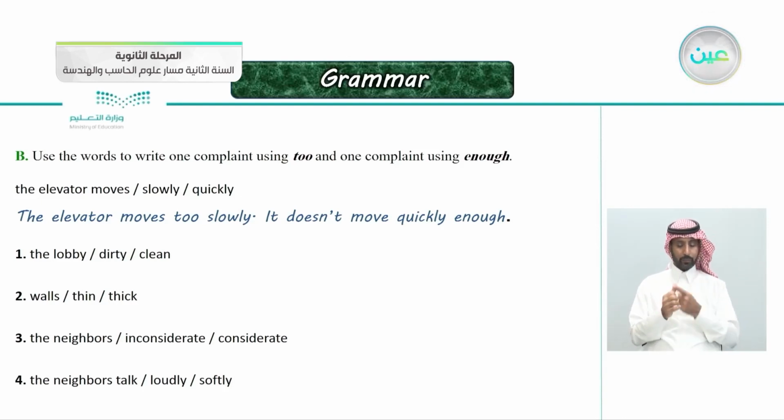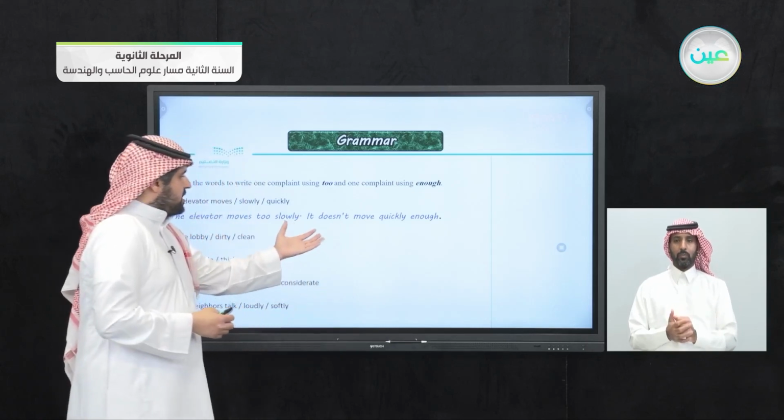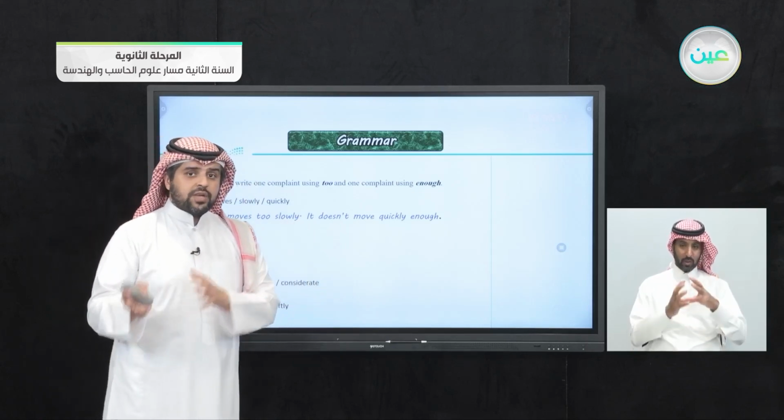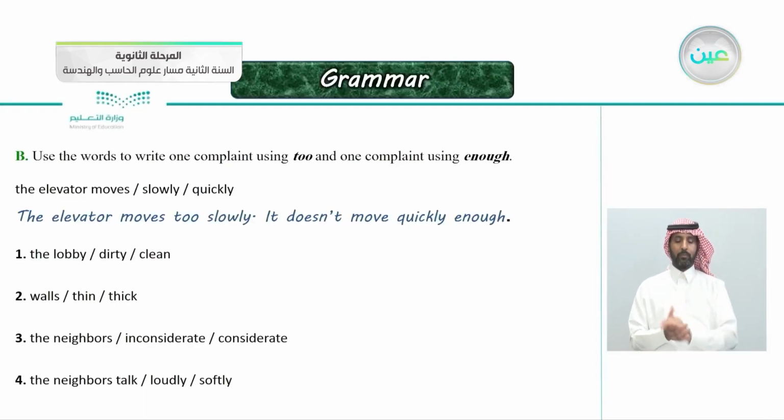The elevator moves too slowly, so it's too slow. And you can say it doesn't move quickly enough. So you can say it moves too slowly, or you can say, as it says here, it doesn't move quickly enough. So enough here is after the adverb. Number 1, the lobby, dirty, clean. The lobby, dirty, clean. So use too and enough here.